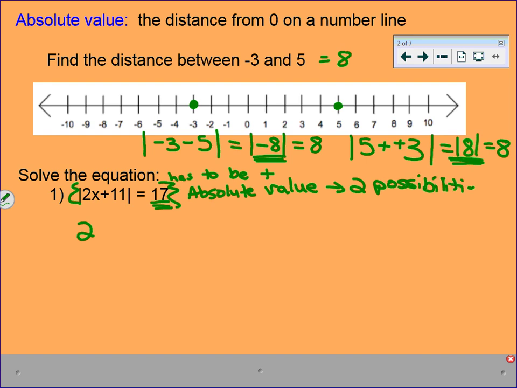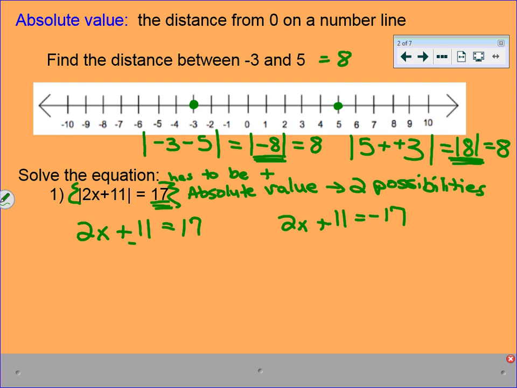Once we get those two possibilities, we technically know, just like we got -8 and 8 up here inside the absolute value, we could take 2x plus 11, and it should equal regular 17. And also, we could take 2x plus 11 that is equal to -17. Both of these are going to give us values that we could plug back into this absolute value and actually have it be something that works for our x value.